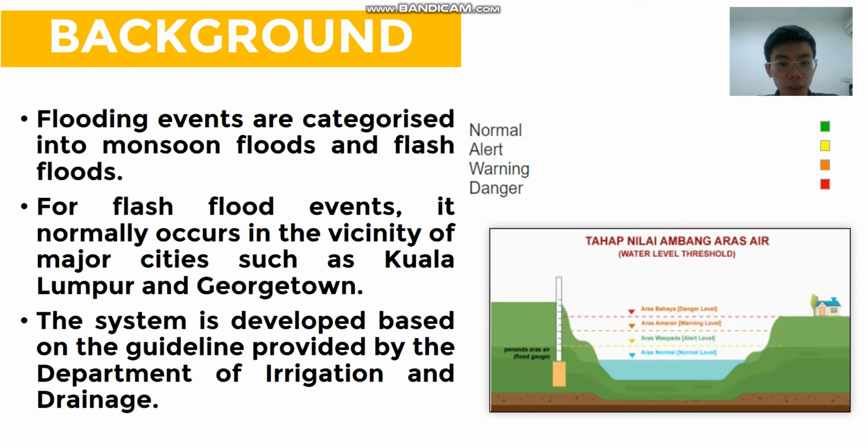Flash flood events normally occur in the vicinity of major cities such as Kuala Lumpur and Georgetown. To tackle this issue, the system is developed based on the guideline provided by the Department of Irrigation and Drainage. This guideline categorizes the water level into 4 stages, which are normal, alert, warning, and danger.